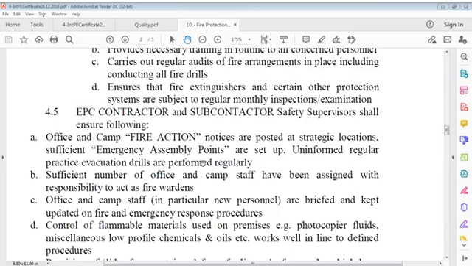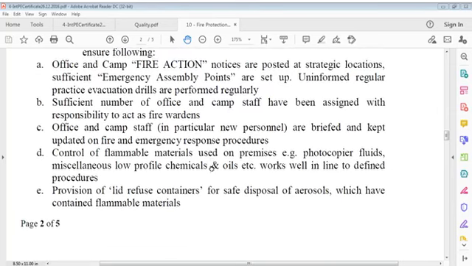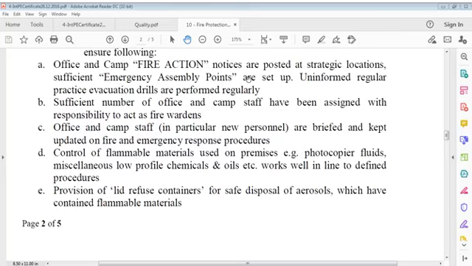EPC contractor and subcontractor safety supervisors shall ensure office and camp fire action notices are posted at strategic locations, sufficient emergency assembly points are set up, and regular practice evacuation drills are conducted regularly. Sufficient numbers of office and camp staff are assigned responsibility to act as fire wardens. Office and camp staff, in particular new personnel, are briefed and kept updated on fire and emergency response procedures.